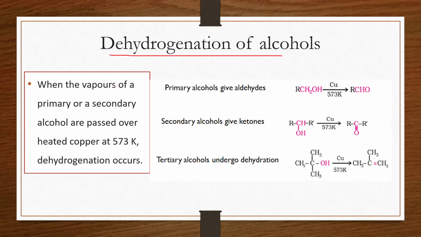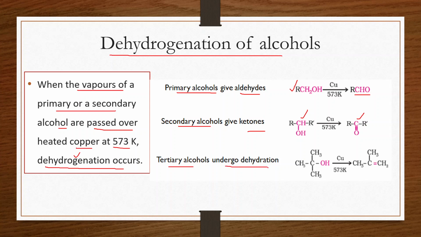Dehydrogenation of alcohols. When vapors of a primary or a secondary alcohol are passed over heated copper at 573 Kelvin, dehydrogenation occurs. Dehydrogenation means removal of hydrogen. Primary alcohol gives aldehyde. See, RCH2OH will give RCHO. Secondary alcohols give ketone. This is secondary alcohol and the result is ketone. But tertiary alcohols under these conditions undergo dehydration. That is, a water molecule is removed and we will get the alkene.